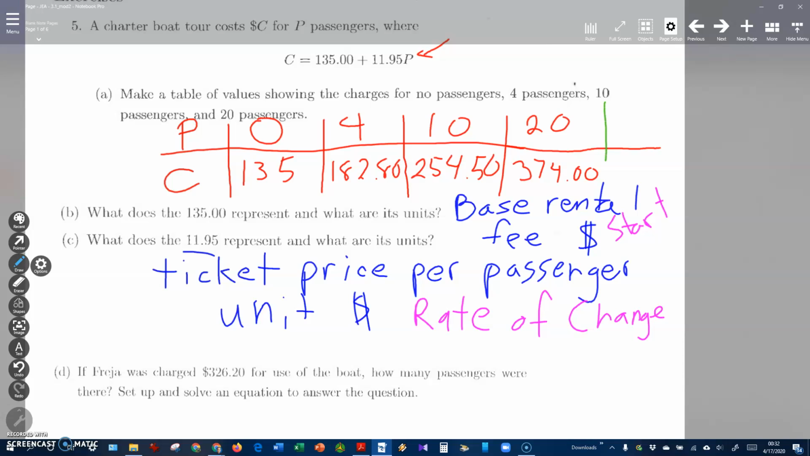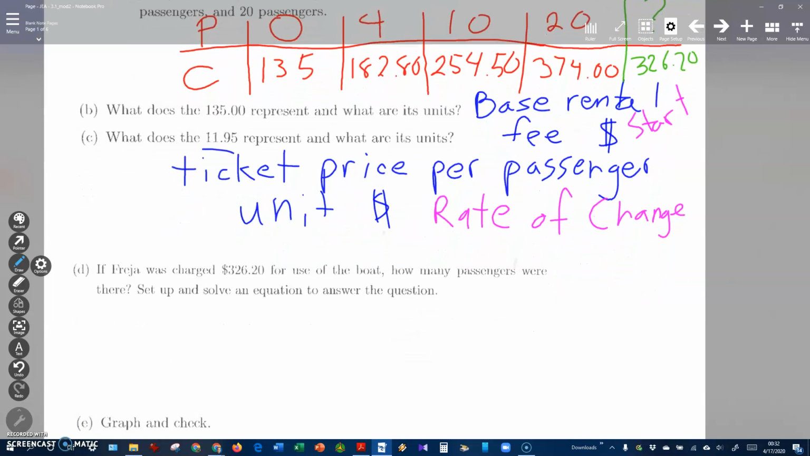We can even add to the table here $326.20, and we need to find the number of passengers. Well, if we think about what we did here, when we were finding the red numbers, we were putting in the number of passengers and calculating the total cost. We can do the same thing but backwards.